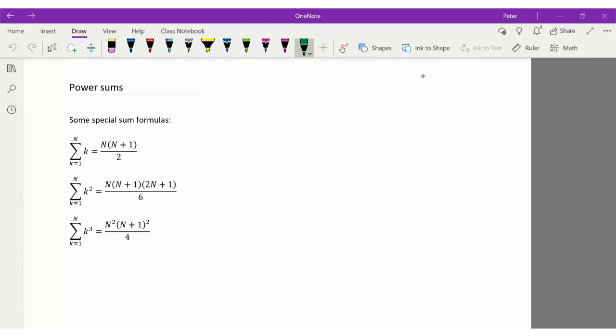The first one is that if I add up the first capital N integers starting at 1, their sum is N times N plus 1 over 2. So just for example, the sum from k equals 1 to 5 of k, which is 1 plus 2 plus 3 plus 4 plus 5, is equal to 5 times 5 plus 1 over 2, which is 30 over 2, or 15.